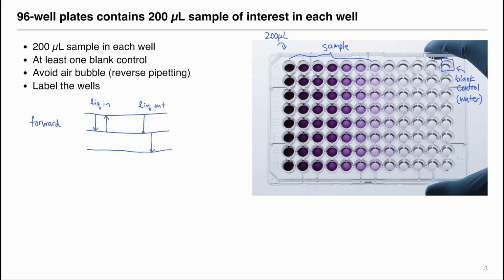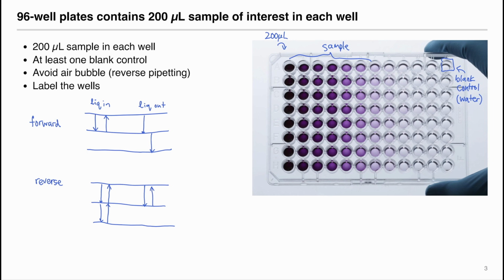However, for reverse pipetting, it will be different. For liquid in, we go to the second stop and then draw the liquid, so that the volume of the liquid is actually more than what we need. But when dispensing, we only dispense to the first stop, and the other part is discarded, so that the volume we're dispensing is 200 microliters. This method is usually used to dispense samples that are very viscous or have surfactants that can cause air bubble formation.